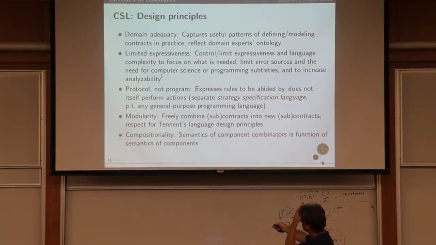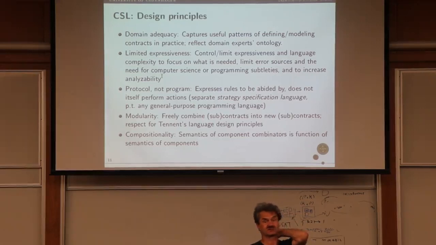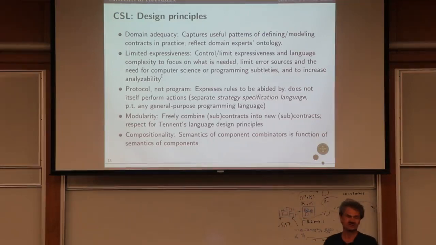Then modularity, in the sense that you want to freely combine subcontracts into new subcontracts and respect Tennent's language design principles. They basically say, if you have something that denotes something, you might as well be able to parameterize over it, okay? If you can declare something as a variable someplace, you might also want to have a way of parameterizing over it. Think of it as a design hygiene rule that is usually associated with the notion of orthogonality, okay? So you have a language that is designed such that if you have a thingamajig and it fits in this hole, you can put it there, then anything that has this kind of thing can be put in there and it makes sense.